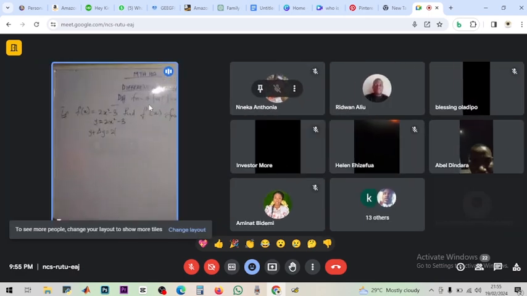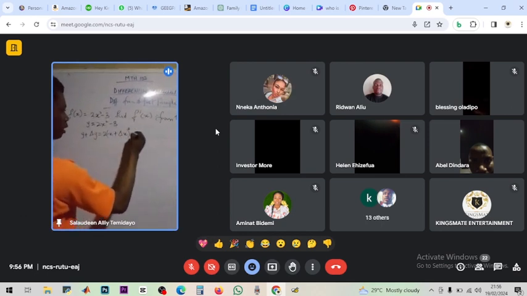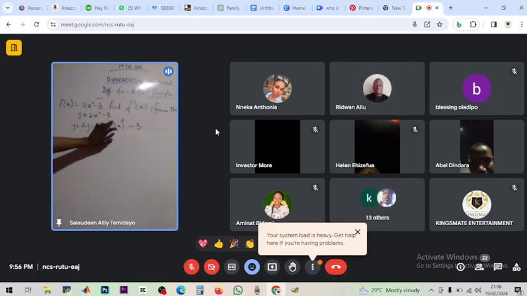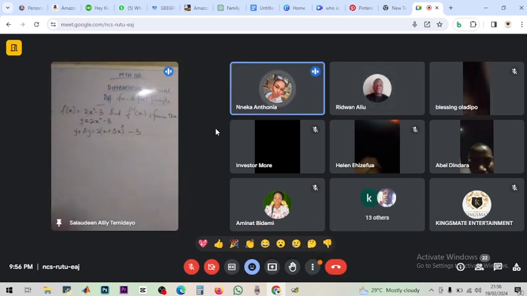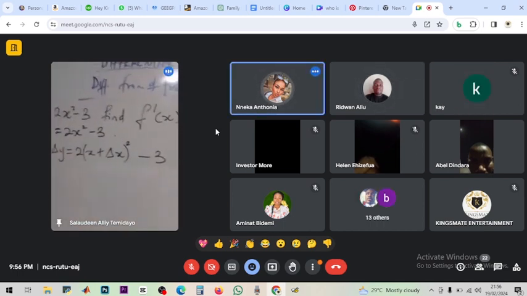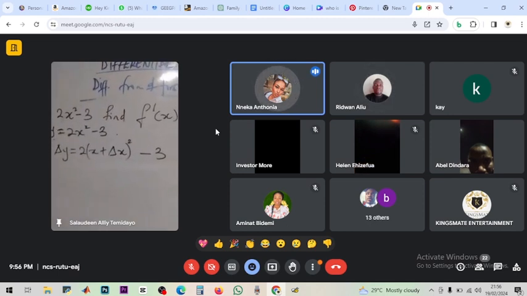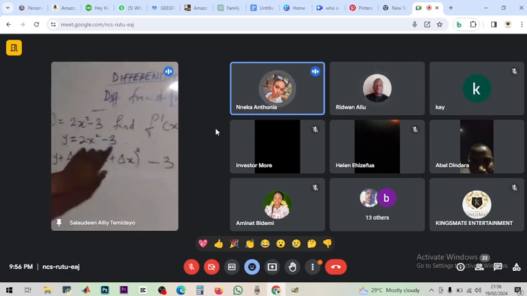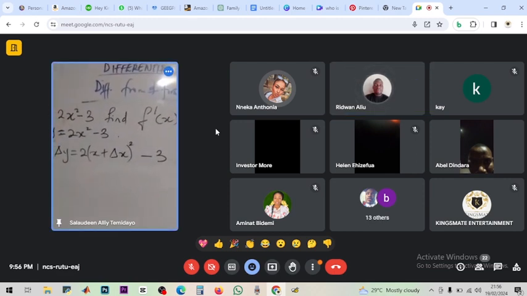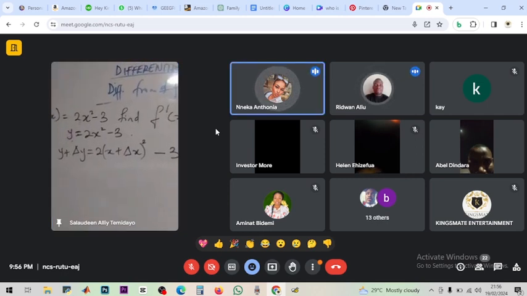x plus dx. So x plus dx. Don't forget this square here. Squared minus 3. Do you see what is happening now? This is what I'm trying to show you: 2 times x plus dx squared minus 3. Sorry, the minus 3 is not having x or dx. Because it's not having x, that means there's nothing I can do to it. You get it now? Do you get it, Nneka? Yes, because it doesn't have any x attached to it.